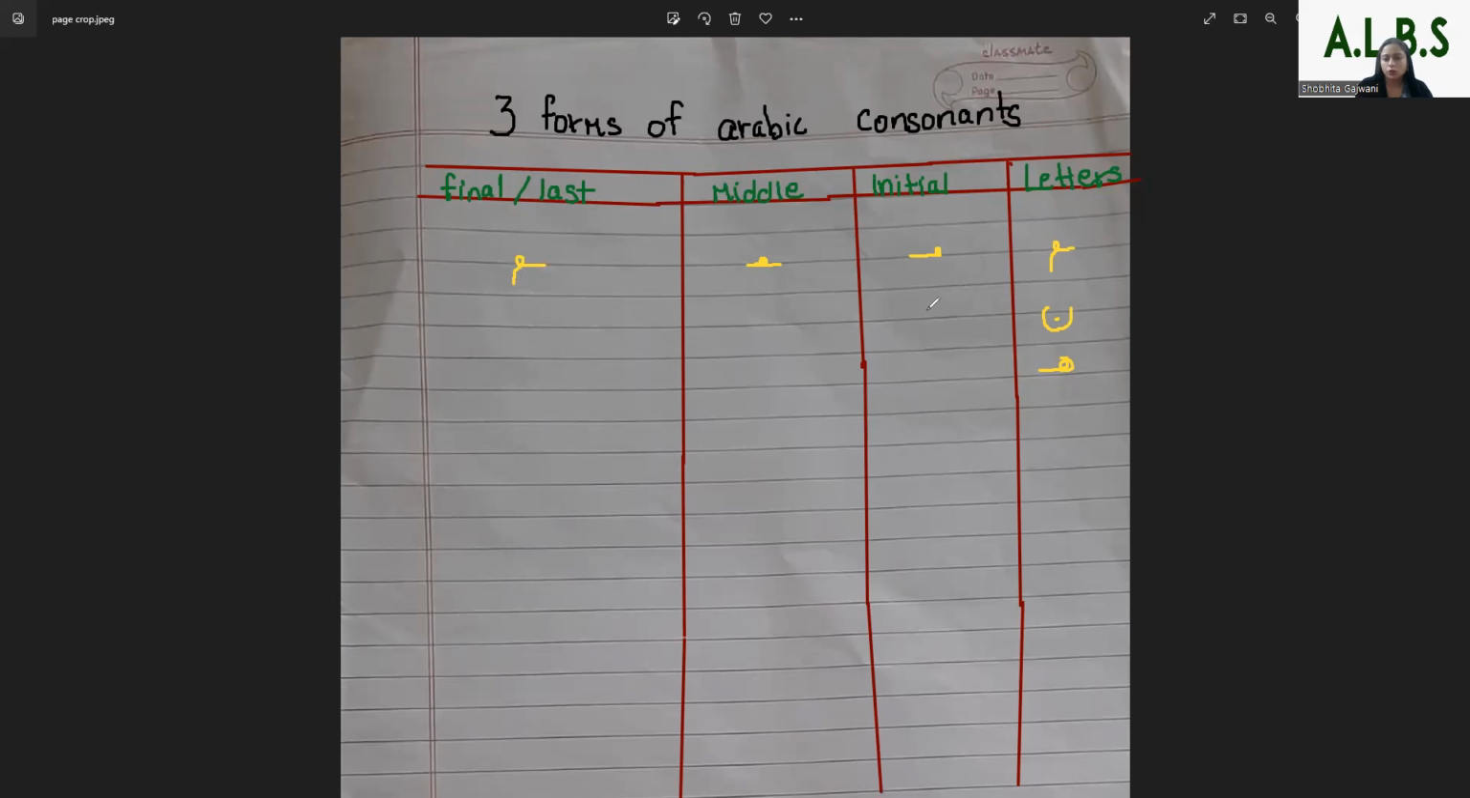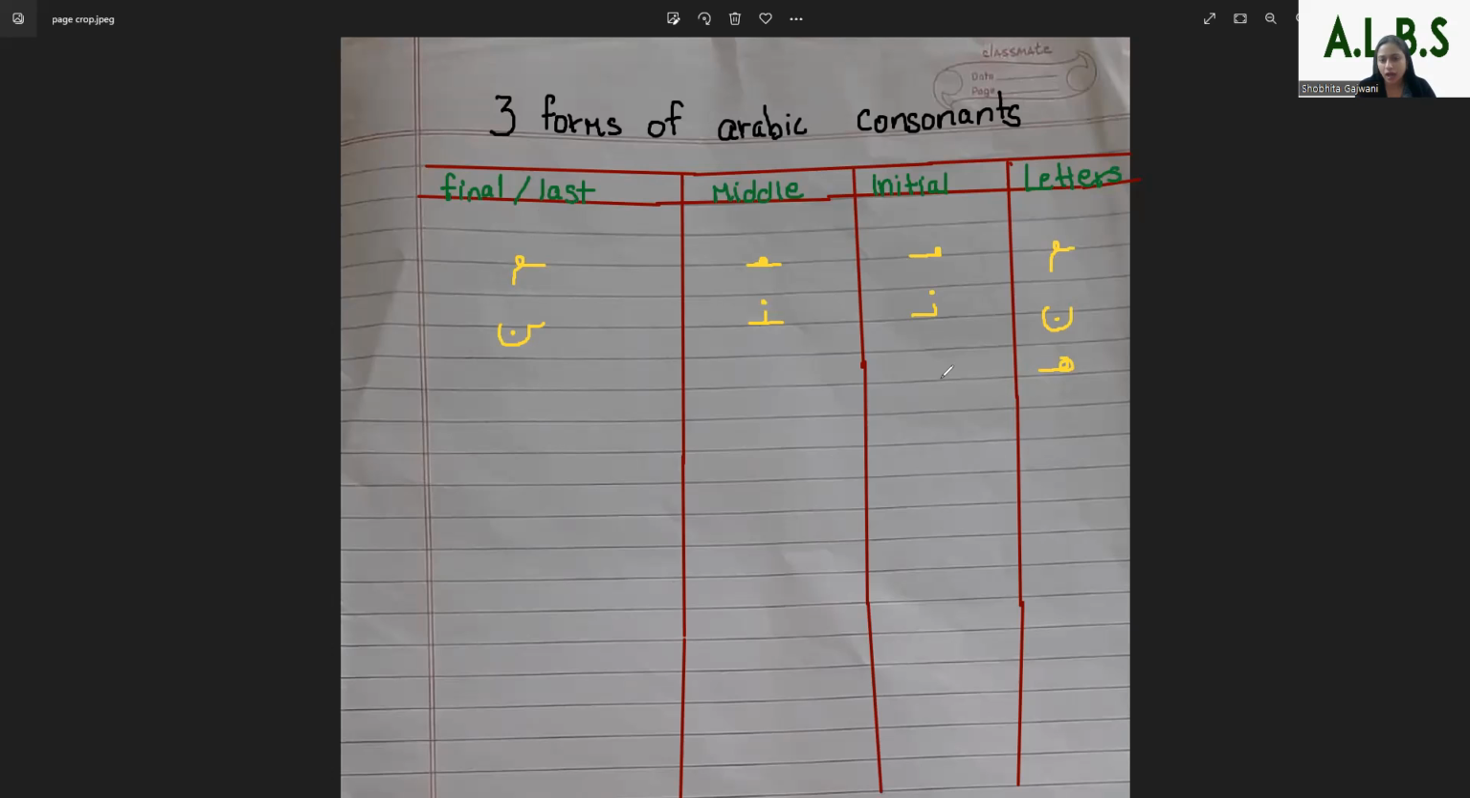Now for noon. It is written with the same structure of ba, ta, and tha, but it does not form family with those three. So here, as noon has only one dot, I put one dot over the structure, one dot in the middle one, and then the letter itself in the final or the last form.